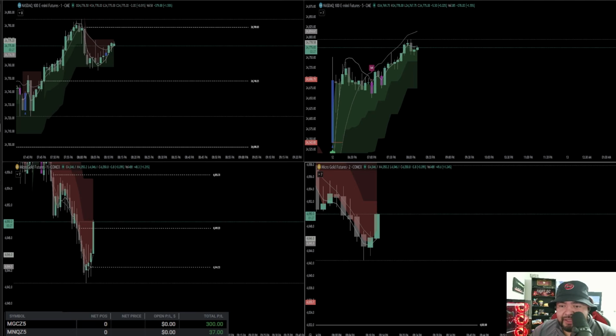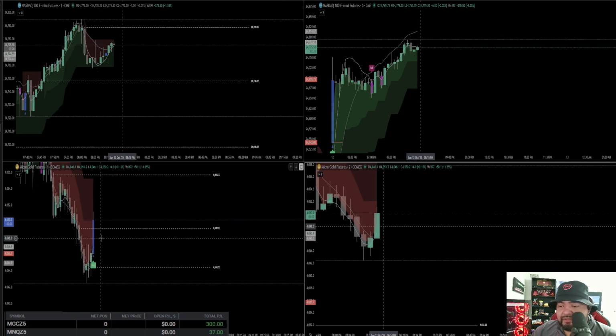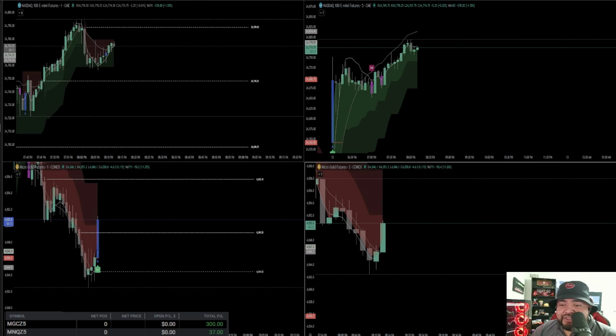Do you enter on 1 minute or 2 minute? Depends on the setup. If I see a clean 2 minute setup, I may enter on a 2 minute. Oh, look, there's your buy signal on the 1 minute. Again, right? That setup I wouldn't personally enter in. Doesn't mean it'll not play out.